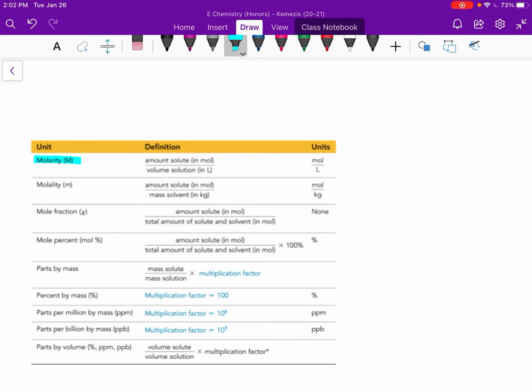If I know the moles of the solute and the mass of the solvent, I can calculate the molality, right? So it's just using these definitions and figuring out how I can get the information I need from what I have to calculate the concentration I am interested in.